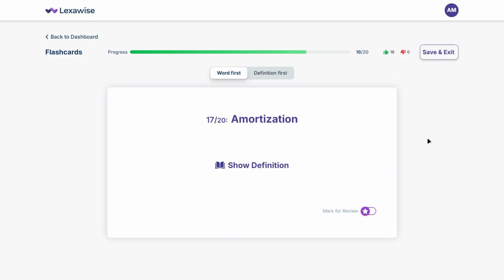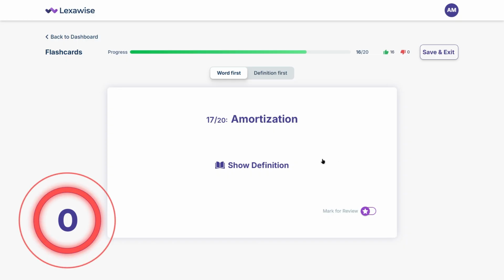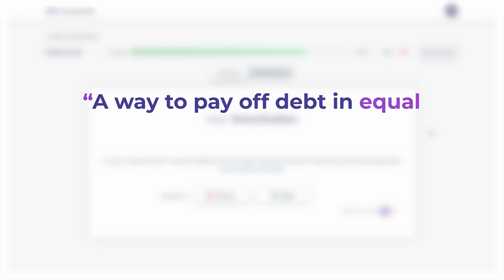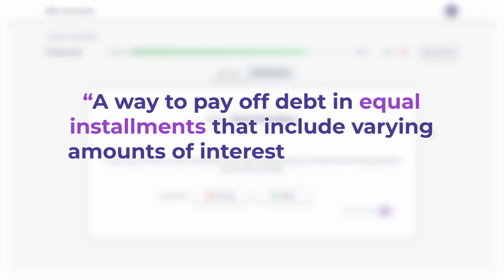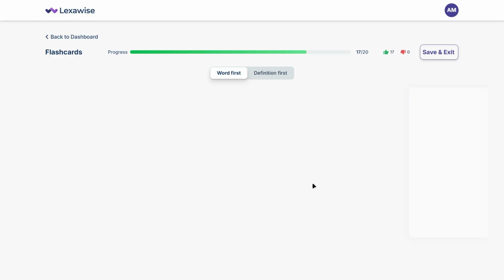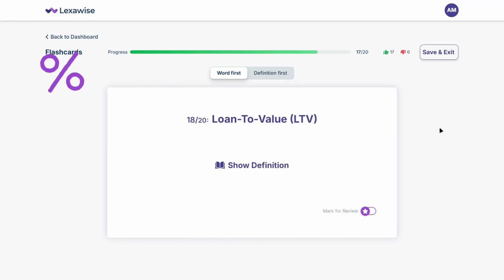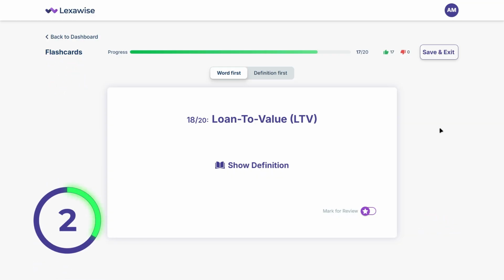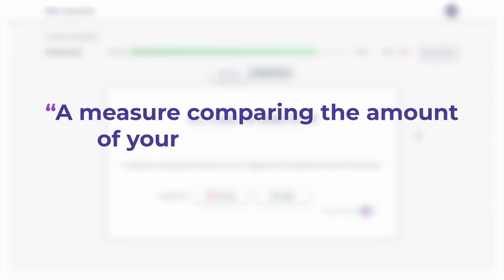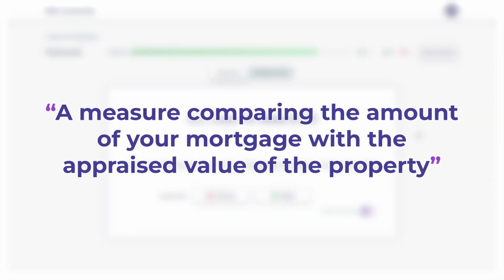Next term, amortization. Amortization, a way to pay off debt in equal installments that include varying amounts of interest and principal payments over the life of the loan. This one is tricky. Loan to value, LTV. What are you comparing? Loan to value, LTV. A measure comparing the amount of your mortgage with the appraised value of the property.